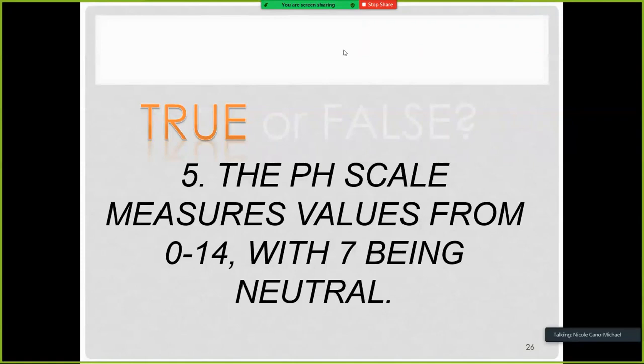7, therefore, is neutral. Anything under 7, we know is an acid. Anything 8 or above, we know is a base. But 7 is the midway point, therefore 7 is neutral. Like pure water, H2O, neutral.